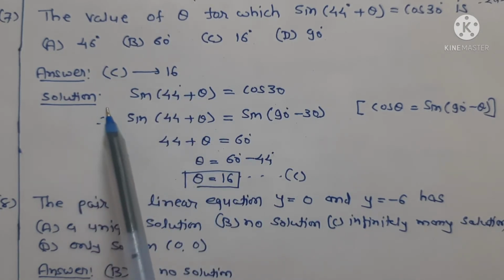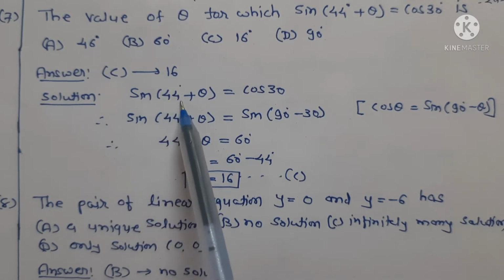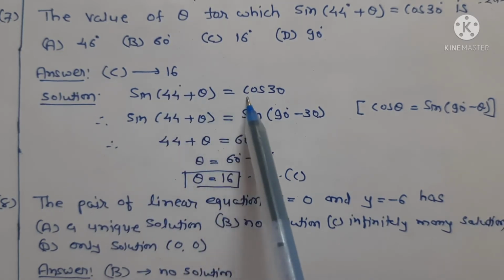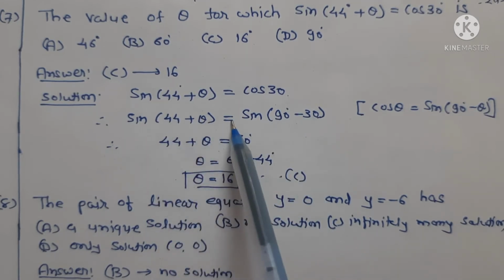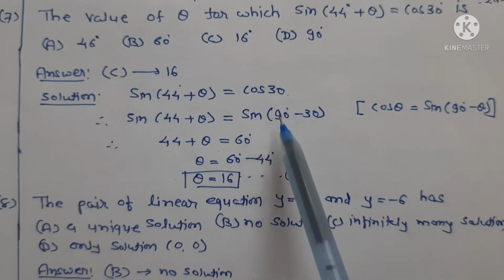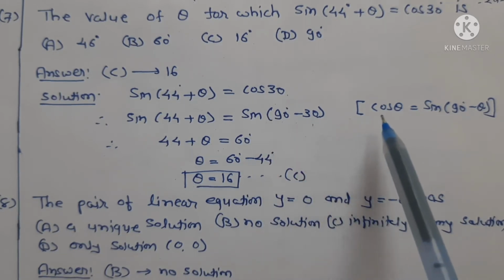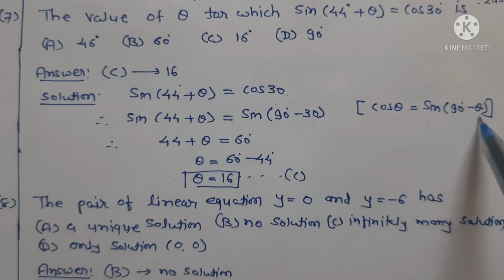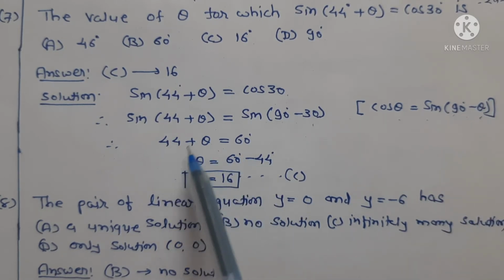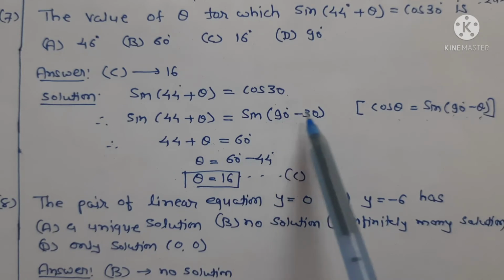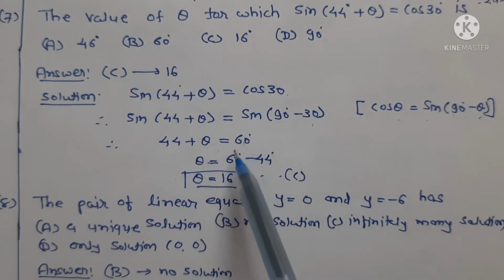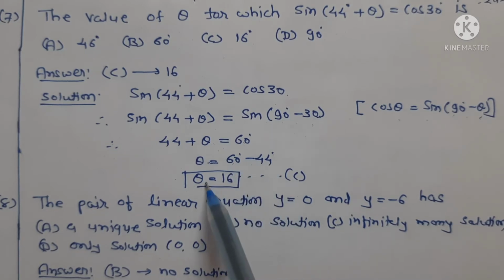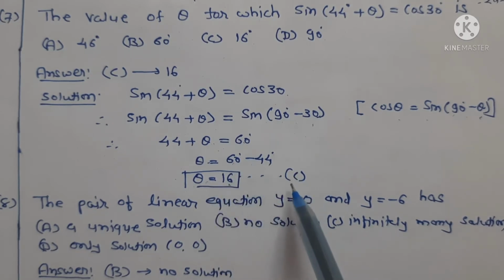Now we start the solution. Sine in bracket 44 degree plus theta equal to cos 60, which is given. Sine (44 plus theta) equal to sine (90 minus theta). We know that cos theta equal to sine (90 minus theta). Therefore 44 plus theta equal to 90 minus 30, 60. Therefore theta equal to 60 degree minus 44 degree, theta equal to 16 degree answer. So answer is C. Now we start the question number 8.